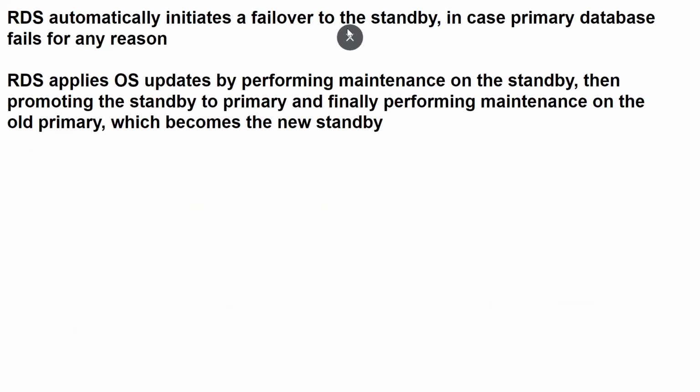RDS automatically initiates a failover to the standby in case primary database fails for any reason. RDS applies OS updates by performing maintenance on the standby, then promoting the standby to primary, and finally performing maintenance on the old primary, which becomes the new standby.